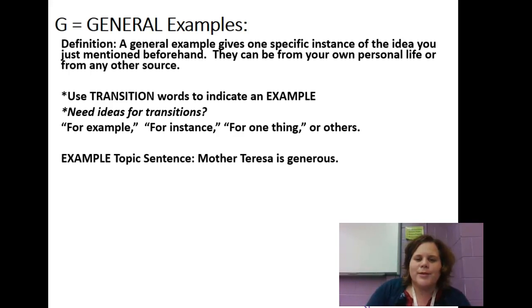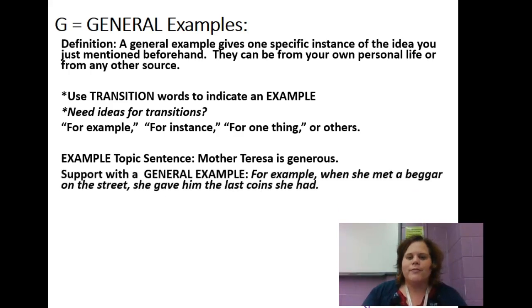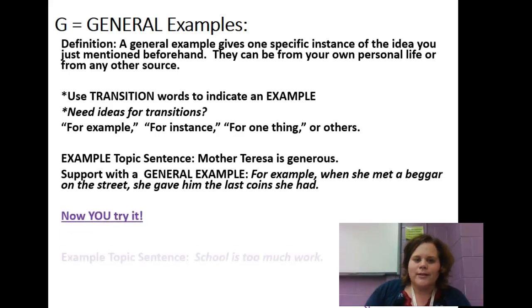So here's an example. Go back to our first topic sentence. Mother Teresa is generous. Before we clarified that, now we could just say maybe an example. For example, when she met a beggar on the street, she gave him the last coins that she had. Example. So this one's not too hard. It's easier than an anecdote.